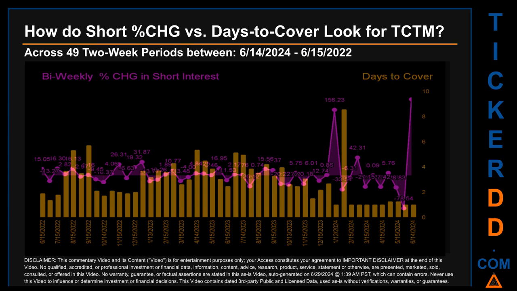The largest percentage decrease in short interest found across those 49 2-week snapshots was -78.54%. It occurred once on May 31, 2024 settlement date. The average days to cover was about 2.88. The biggest days to cover was 8.59 and it happened once on January 31, 2024 settlement date.